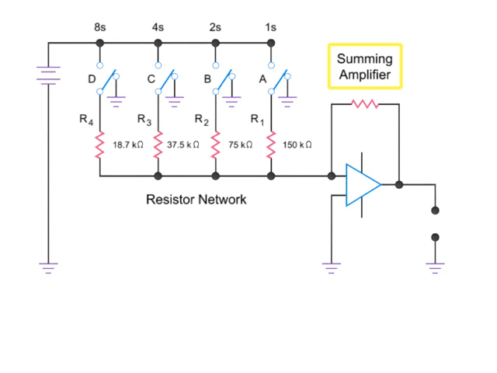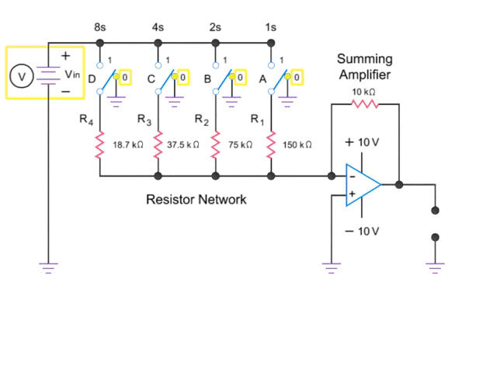The summing amplifier has an operational amplifier, or op-amp, coupled with a 10 kiloohm feedback resistor. The feedback resistor's role is to control the voltage gain of the amplifier. With all switches in the 0 position, the input and output voltages will be 0.